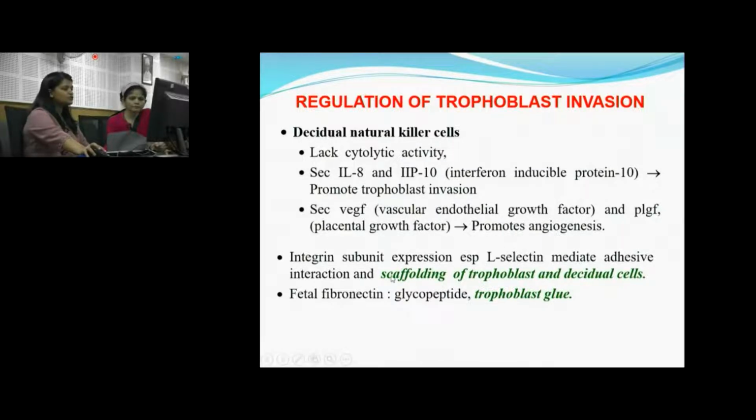The integrin subunit expression, especially L-selectin, mediates adhesive interaction and scaffolding of the trophoblast and the decidual cells. Fetal fibronectin, which also goes by the name of trophoblastic glue, helps in this. So this is a picture.